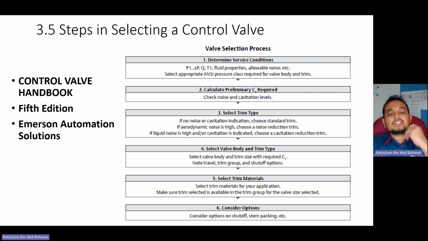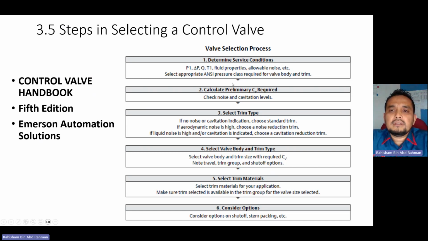And section 3.5, steps in selecting a control valve. How are we going to select the control valve? First, of course, there will be a guideline procedure, and in this case we normally refer to the handbook, Control Valve Handbook, 5th edition, Emerson Automation Solutions. So this is a handbook that has been established that we can actually follow.